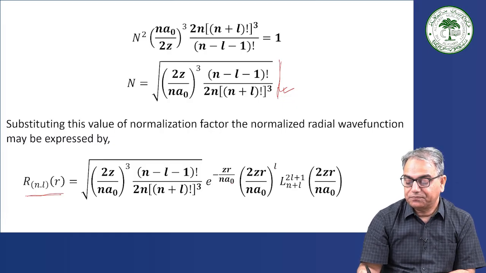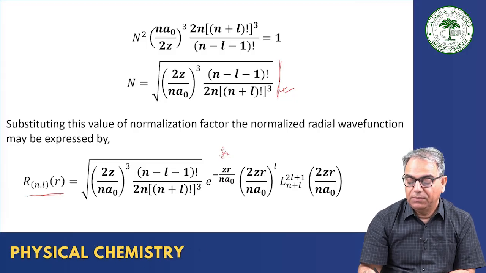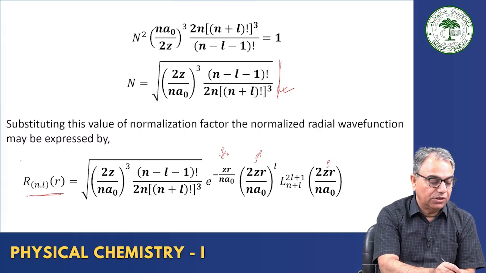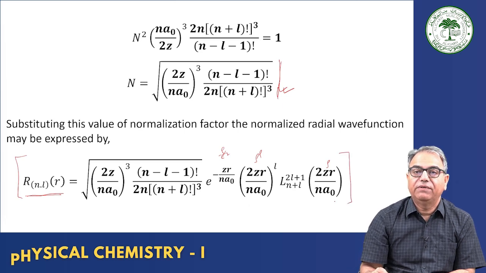It was rho divided by 2. This was exponential minus rho divided by 2. So, exponential minus 2Zr divided by na naught and divided by 2. So, 2 is gone, minus Zr divided by na naught, because this is rho raised to the power L. So, it is 2Zr divided by na naught raised to the power L, and then the associated Laguerre polynomial in rho. Okay. So, this is your final solution of the Schrodinger wave equation for the radial part of the wave function for hydrogen atom.